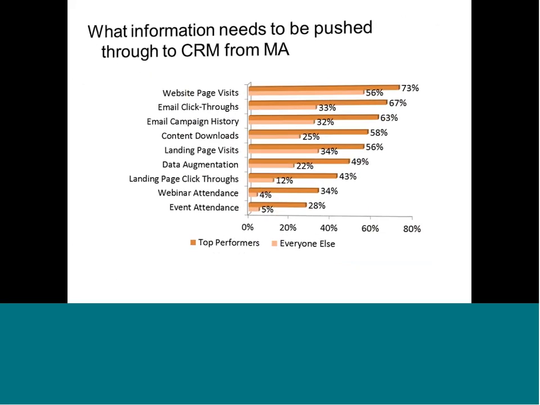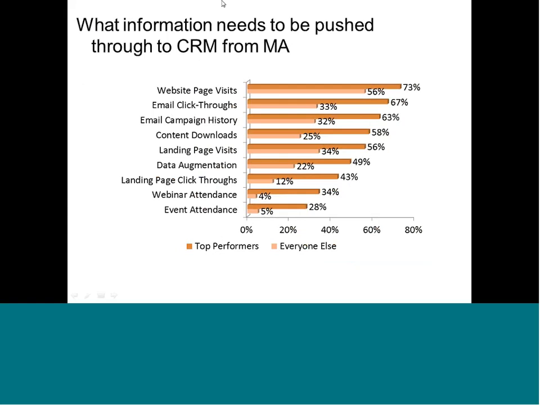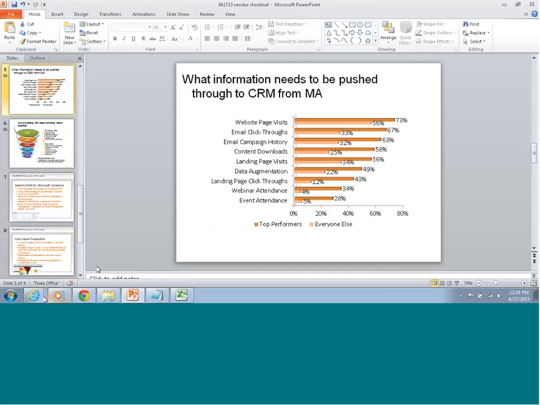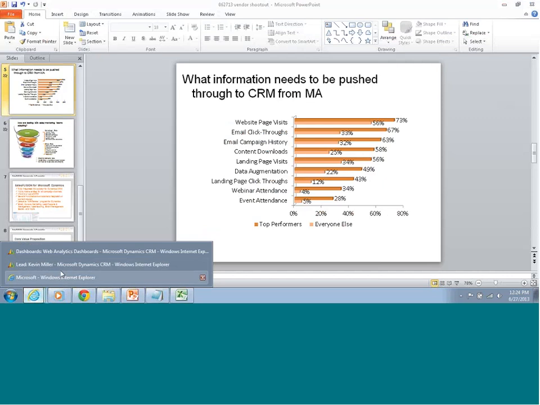Common things that we integrate with CRM: web page visits, email click-throughs, email campaign history, content downloads, landing pages, data augmentation, event attendance, webinar attendance. This was a study done by Aberdeen Group, which looked at the most common data points from marketing that are pushed inside of a CRM system. I think we'll actually switch up for a second. This slide is probably a good jump point to look inside of CRM.